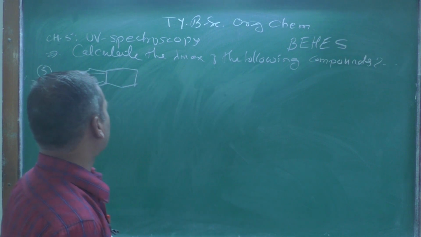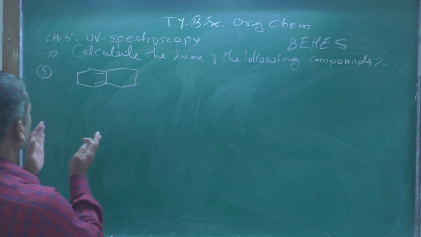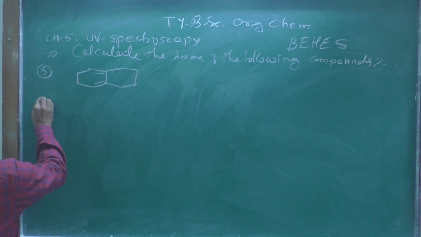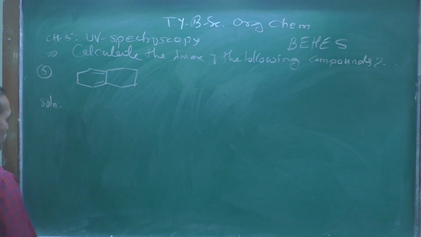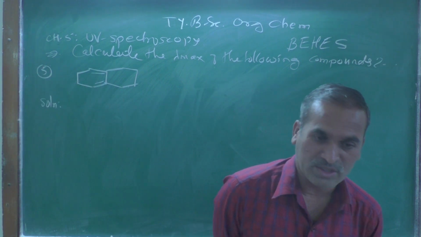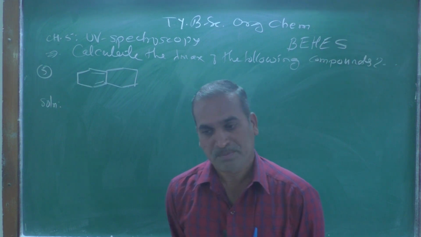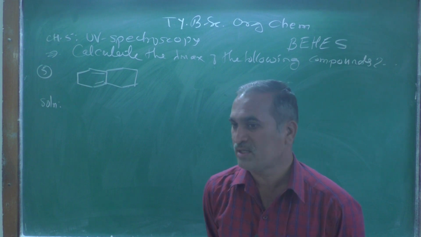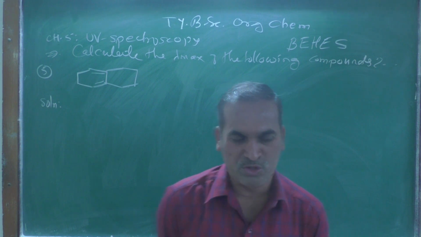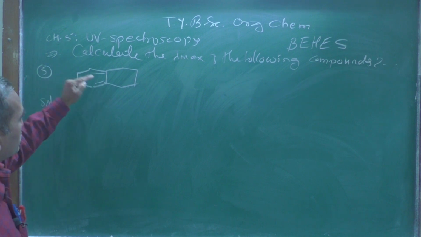Now let's see over here, what is the first thing to do while solving. This is problem number 5. So while answering it, you have to write it, then identify or recognize what type of system it is. Up till now we are discussing diene systems, so there is no ambiguity, there is no confusion right now. Look at here, observe this structure carefully.